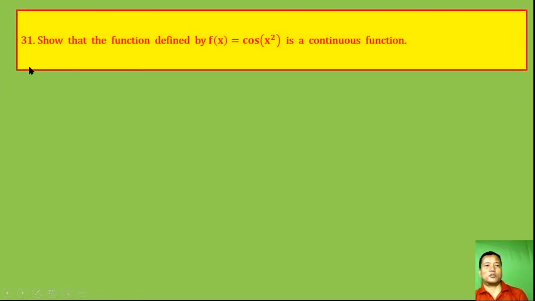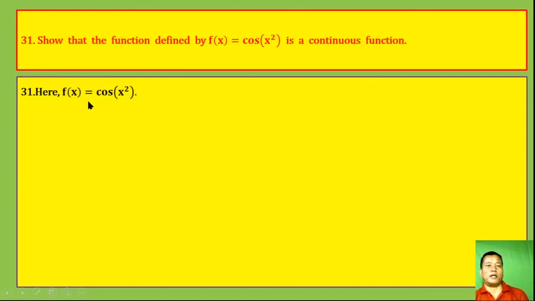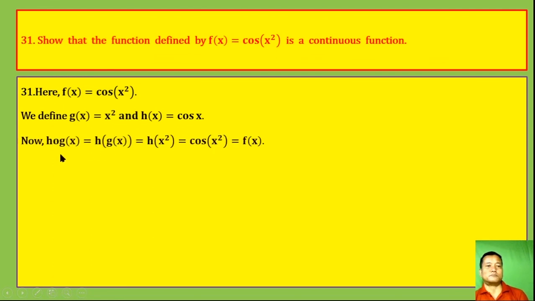Question number 31. Prove that the function defined by f of x equals cos of x squared is a continuous function. Here f of x is cos of x squared. We define g of x as x squared and i of x as cos x. Now h of x is by definition i of g of x. g of x is x squared, so i of x squared gives cos of x squared, which is equal to f of x.